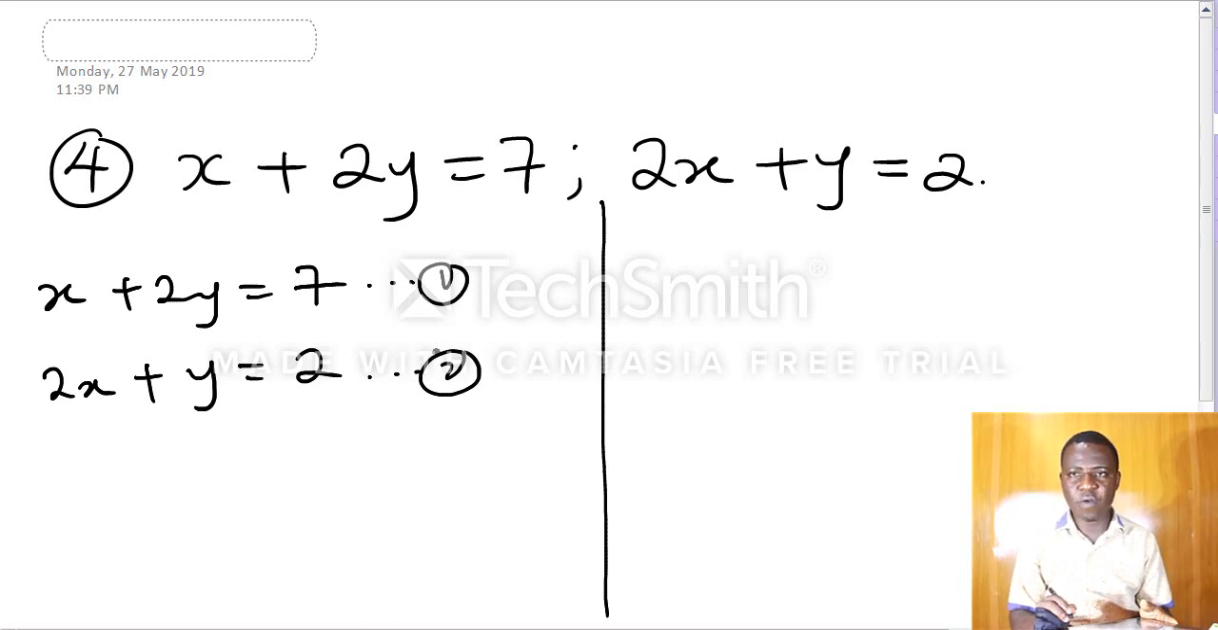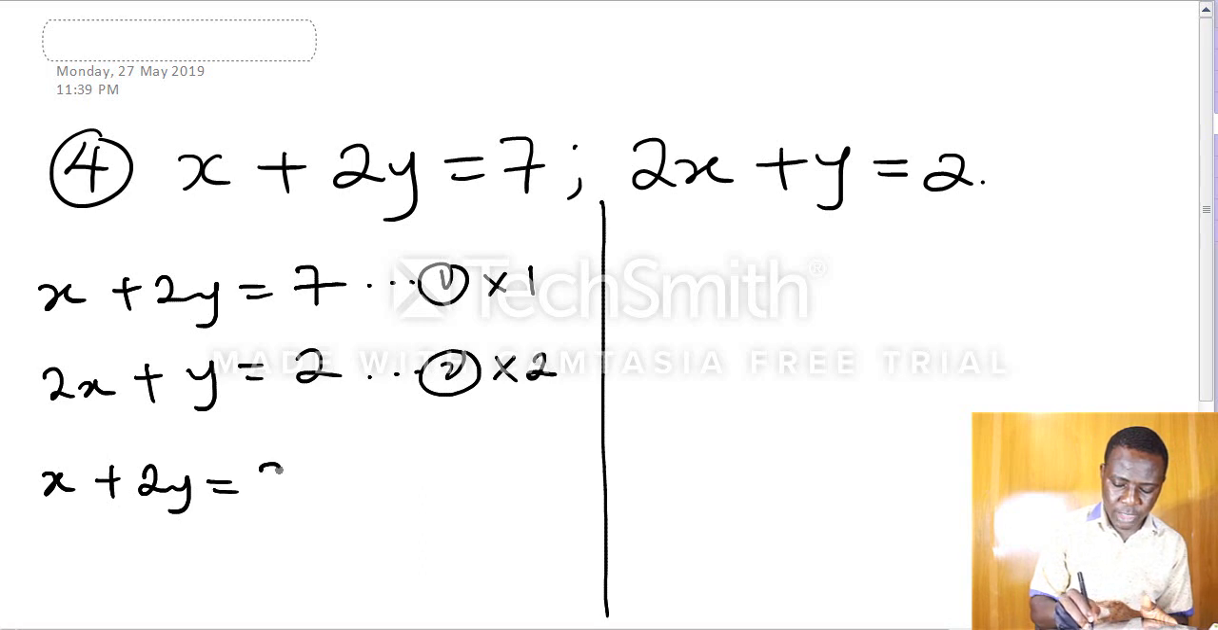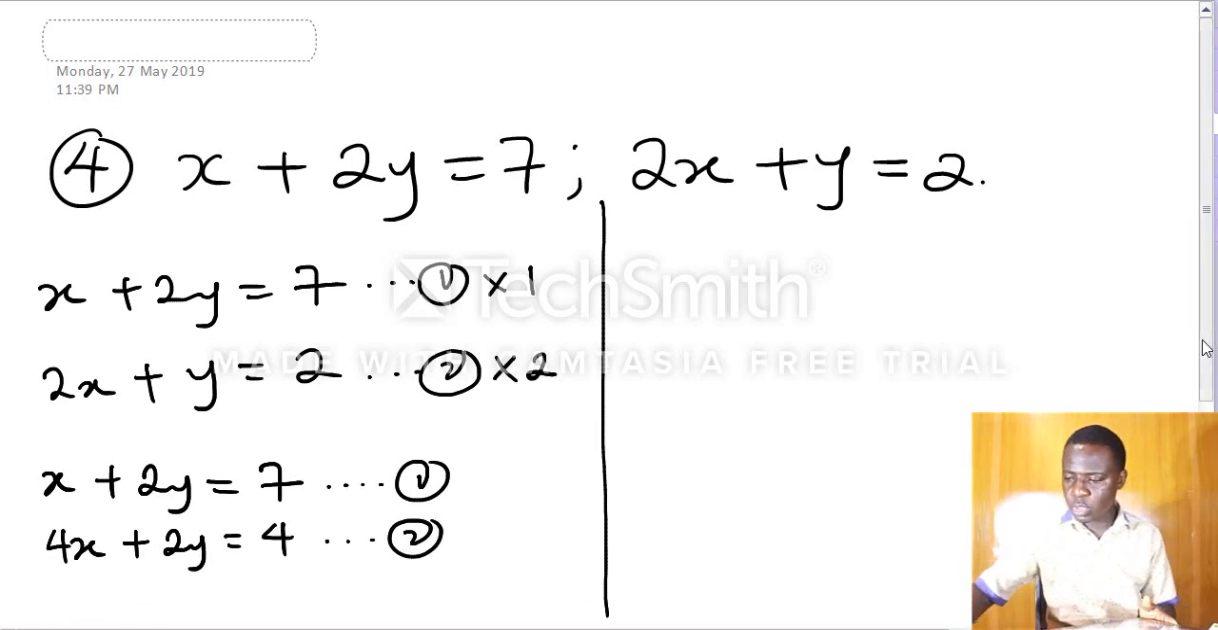Eliminating y will first of all make the coefficient of y in equation 1 and equation 2 equal. I will do that by multiplying equation 1 by 1, which is the coefficient of y in equation 2, and multiplying equation 2 by 2, which is the coefficient of y in equation 1. Thereby, this becomes x plus 2y is equal to 7 as our new equation 1, while 4x plus 2y is equal to 4 as equation 2.